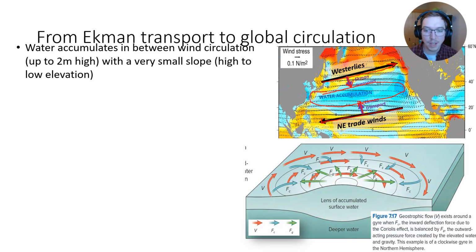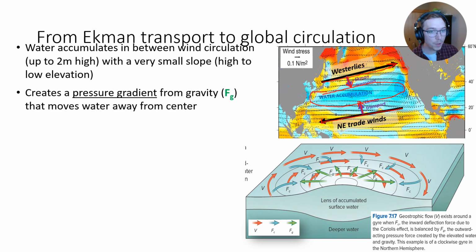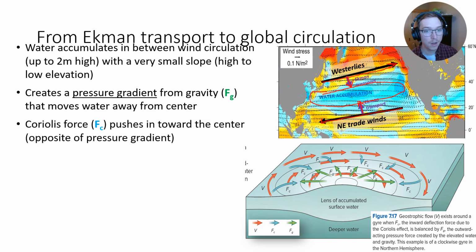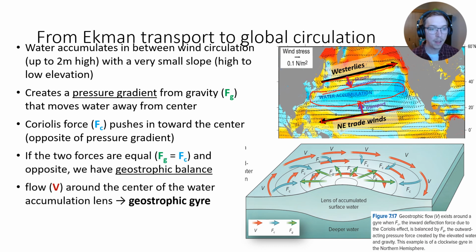We can kind of see it here. We've got this lens, if you will, of accumulated surface water, almost bulging off the surface there. This creates a pressure gradient, or from gravity, F sub g, that moves water away from the center. The Coriolis force is pushing in towards the center, opposite to that pressure gradient. And if the two forces are equal and opposite, we have geostrophic balance.